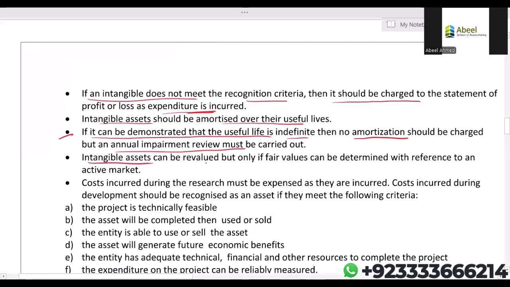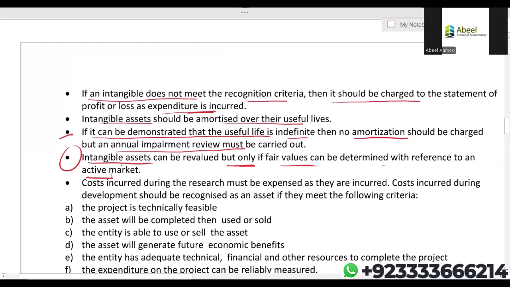Intangible asset can be revalued, but only, this is important, only if fair values can be determined with reference to the active market. Now try to understand. IAS 38 says initially intangible asset will be at cost. Subsequently, you have two models. One is cost, another is revaluation model. Revaluation model is only available when there is an active market of your intangible asset.